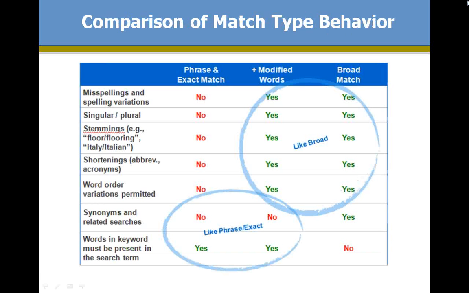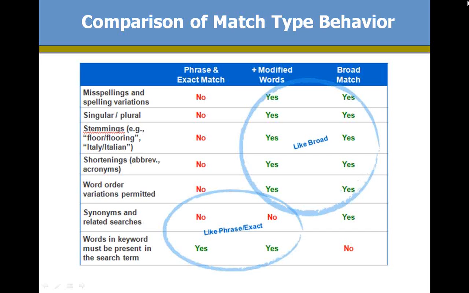So the modified broad match keywords work like other broad match keywords with one key difference. Each word preceded by a plus sign must appear in the user's search exactly or as a close variant. So if you put the plus sign in front of one of your words, that word has to be in the query. Close variants are things like misspellings, spelling variations, singulars, plurals, stemmings. You can see that in that example, Italy Villa, it would have picked up Italian, even, that's kind of a variation of Italy. So it picks up stemmings like that.